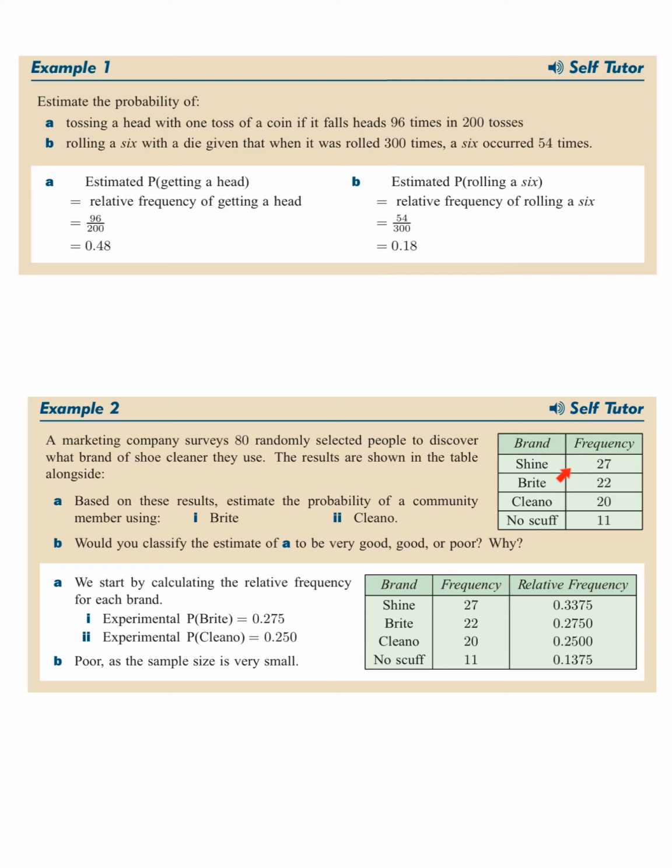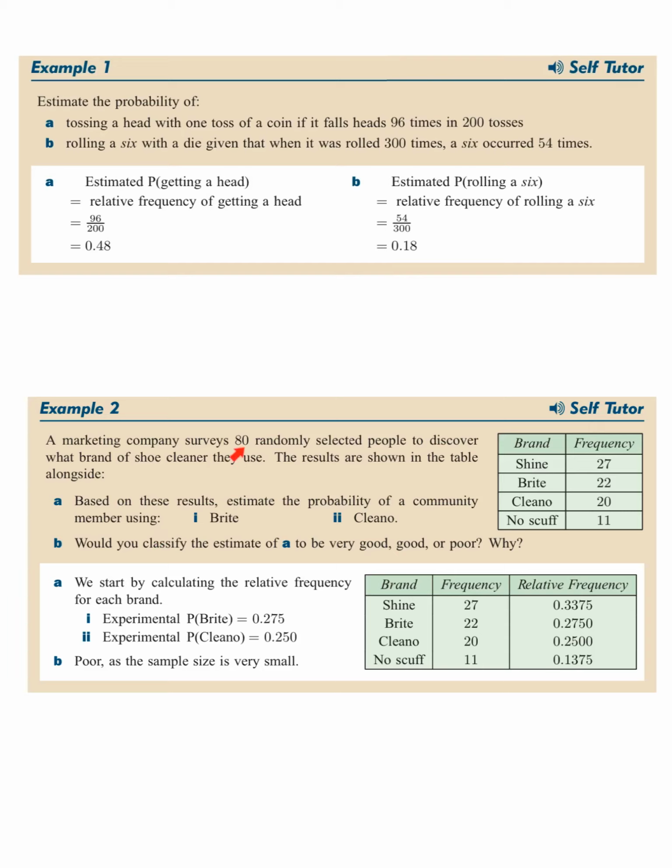27 of the people preferred Shine brand, 22 preferred Bright, 20 preferred Cleano, and 11 preferred No Scuff. So that's the choices, but remember there's 80. It says 80 people. This should add up to 80, and it does. Okay. Based on these results, estimate the probability of a community member using.